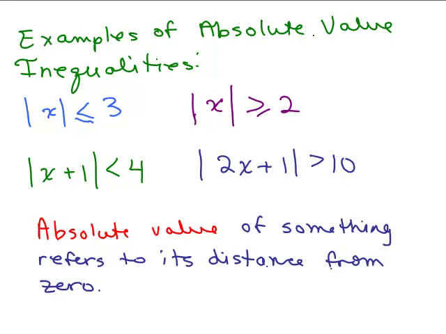Below are some examples of absolute value inequalities. So notice there's some absolute value signs with something inside of it. And the reason it's an inequality is we have some less than or greater than symbols, or might have less than or equal, etc. Now keep in mind, the absolute value, we're always referring to something's distance from 0.